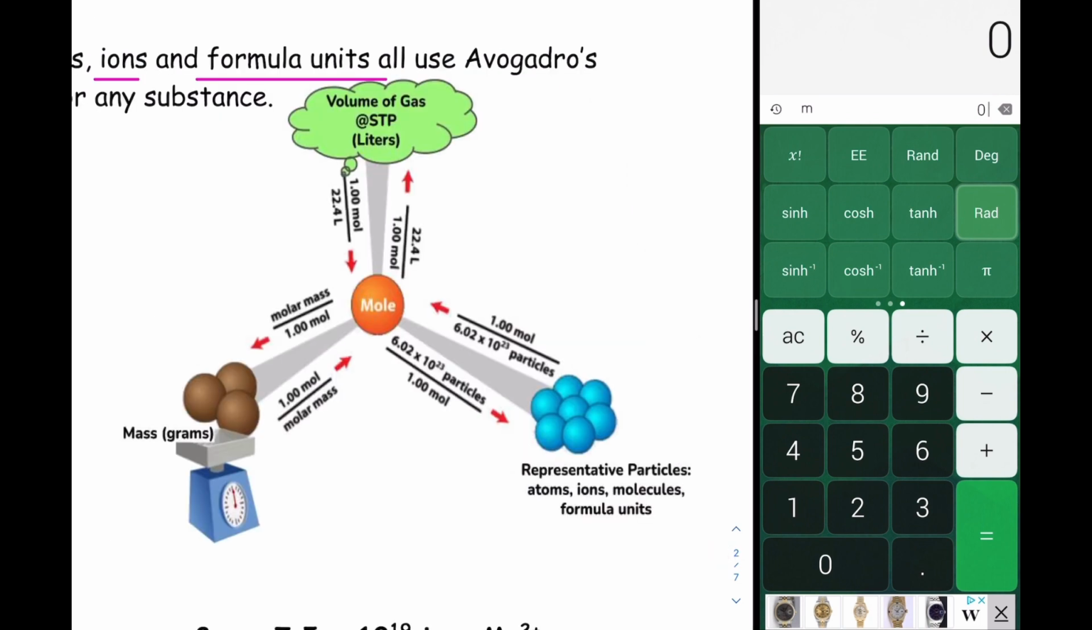So let's take another look at the mole map to make sure we understand the units that we'll be using to perform these calculations. Because we're starting with representative particles and converting to moles, on the mole map we'll be going in this direction. We will still be using 1 mole equals 6.02 times 10 to the 23rd particles, whether it be atoms, ions, molecules, or formula units.